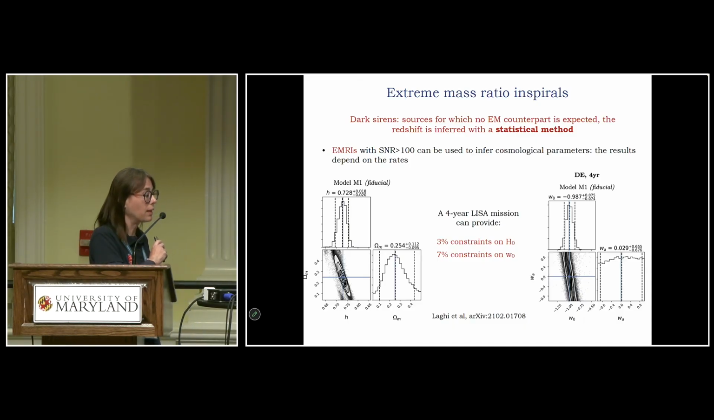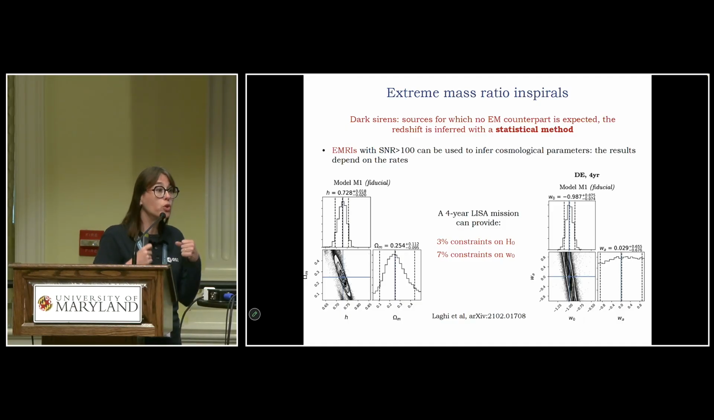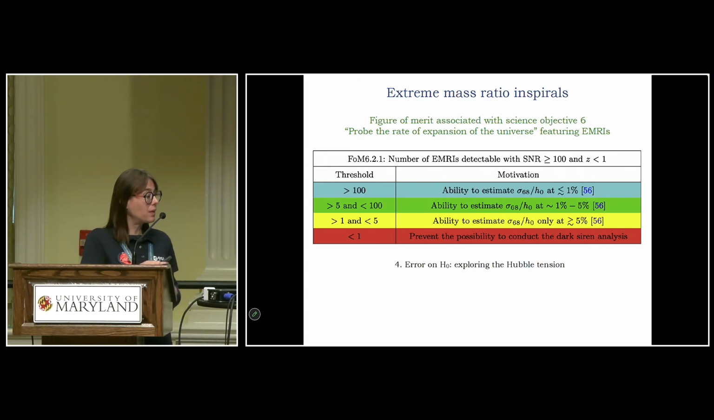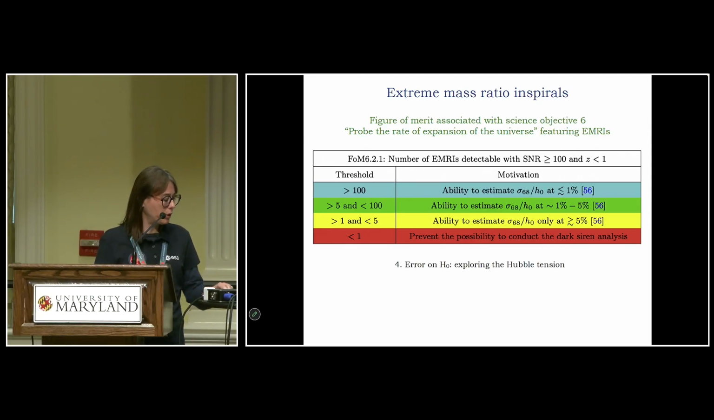galaxy catalogs. And because these sources are at low redshift, what is important is that they can also provide a constraint on the equation of state of dark energy, which was not possible with massive black hole binaries because they were clustering at too high redshift. We have one figure of merit concerning EMRIs here, and this really goes just with the number of this kind of events with the high SNR and small redshift that we can detect and infer then an error on H0 to explore the Hubble tension.